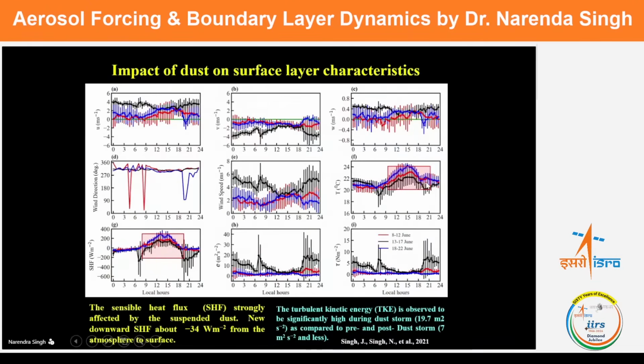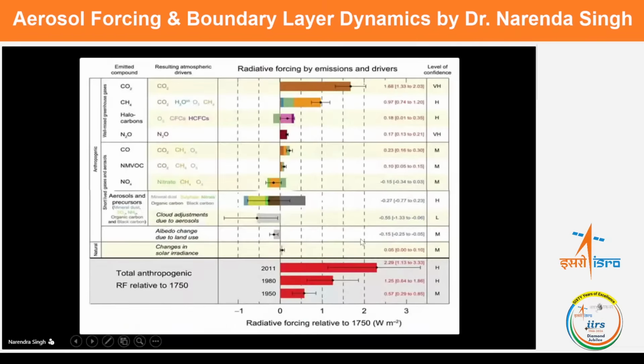Temperature has dropped by 3 degrees Celsius during a dust storm in the Himalayan region, and immediately after the dust settles, temperature again, on 18 to 20 June, has gone up to 24 degrees Celsius. So these are some of the calculations done, again on radiative forcing by IPCC, with respect to 1750, in watt per meter square.